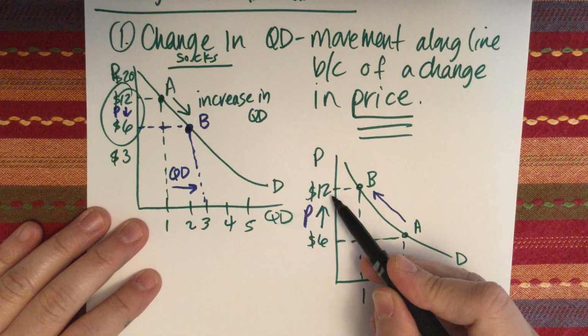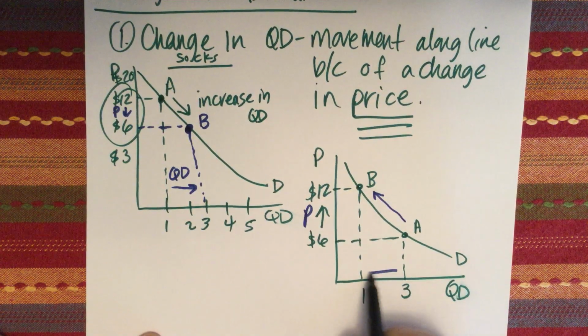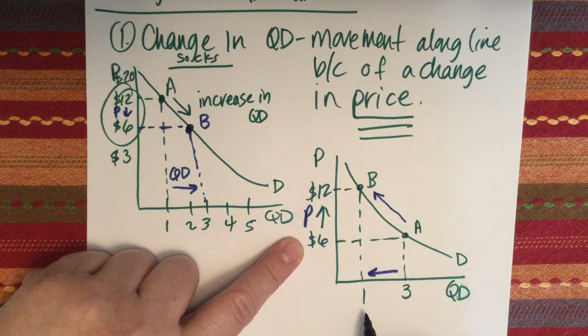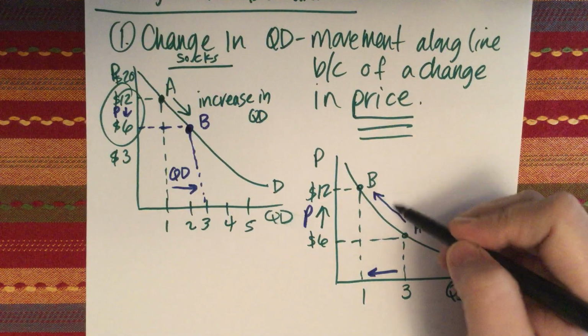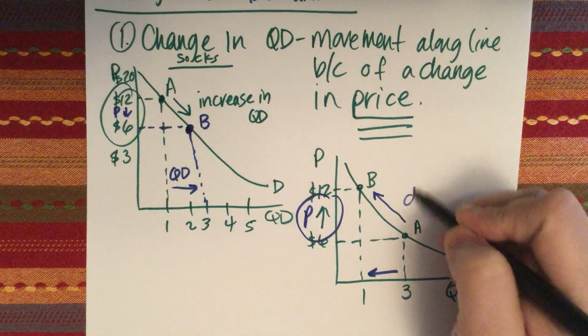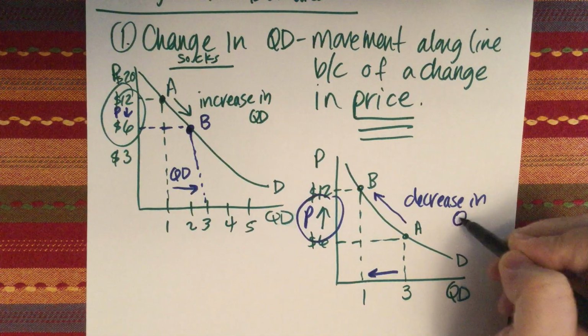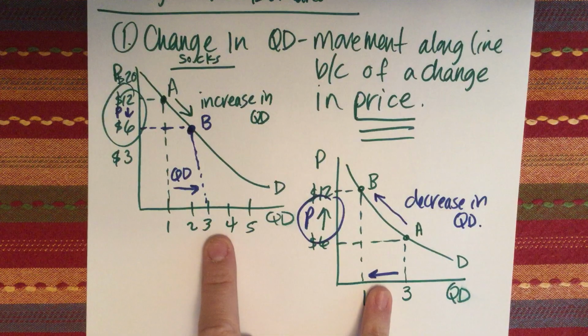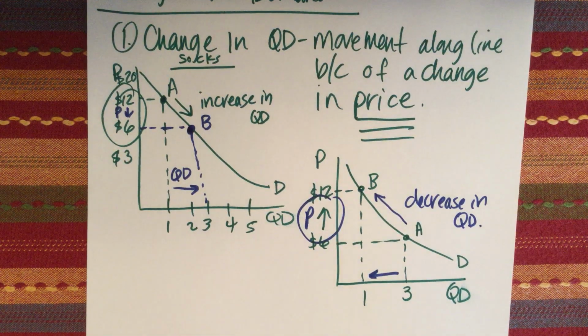Price has gone up from $6 to $12. And the quantity that we've demanded has gone down from 3 pairs to 1 pair because the price has gone up. So we've moved up the line. This is, again, a movement along the line only because price has changed. And so this is a decrease in quantity demanded, okay? The only way that you have a change in quantity demanded is if there is a change in price. If you know the definition of this, then you'll always know when it's a change in quantity demanded versus a change in demand. And I'm going to show you that next.